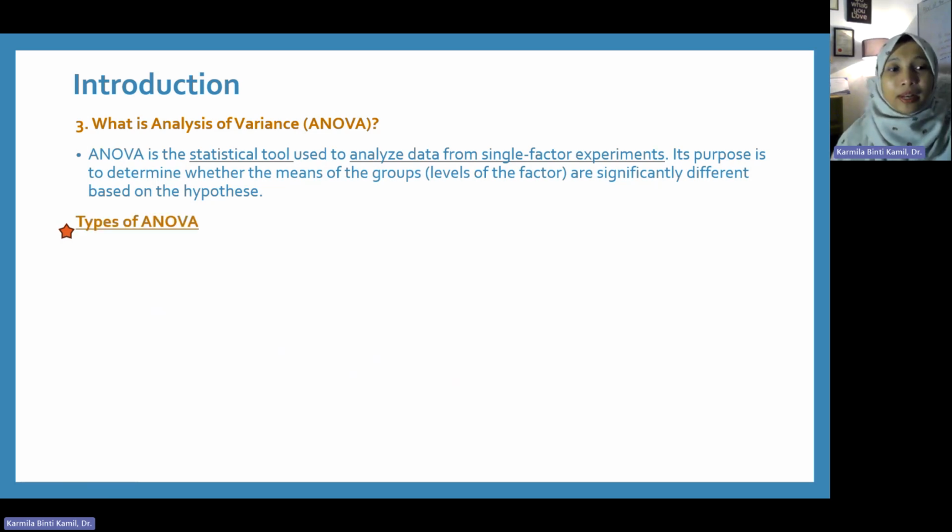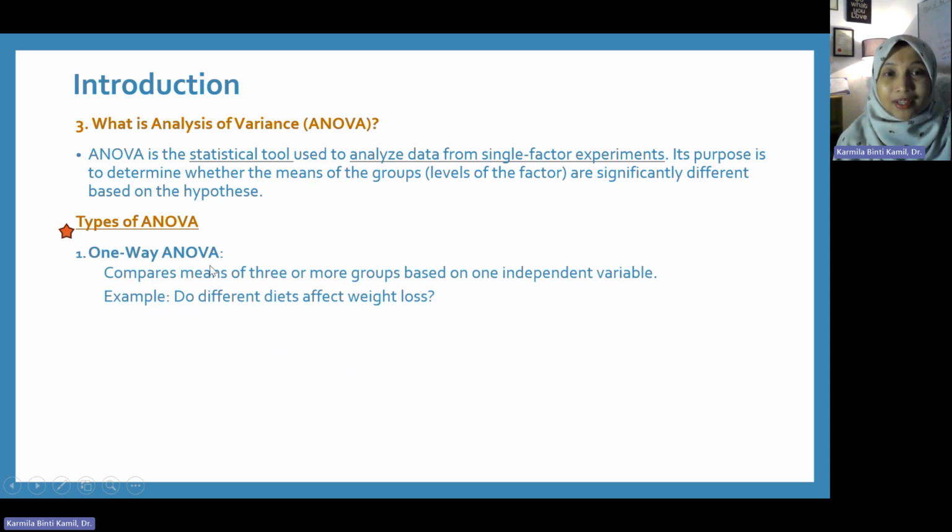Okay. All right. So there are a few types of ANOVA. First one is one-way ANOVA, where we compare means of 3 or more groups based on one independent variable. So we only have one independent variable and we will study or compare 3 or more groups. Okay. For example, do different diets affect weight loss?